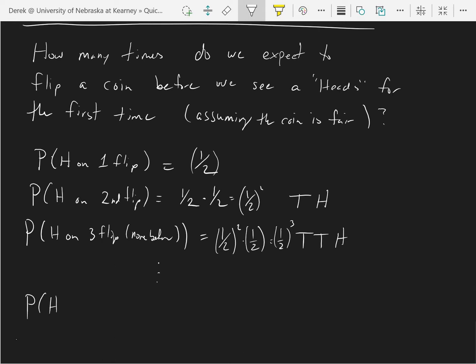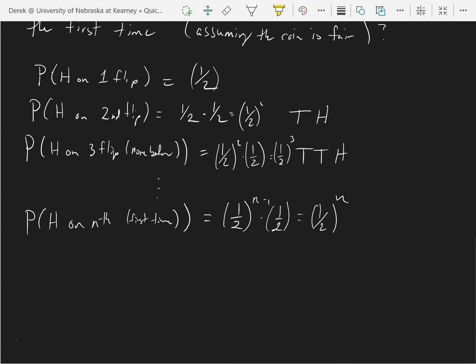Probability of heads on the nth flip, first heads, is going to be 1/2 to the n minus 1 tails times 1/2 for the heads, so it's going to be 1/2 to the nth. Okay, and so our expected value is going to be kind of the average of these things by how many flips they are. So our expected value is the weighted average of how many flips.